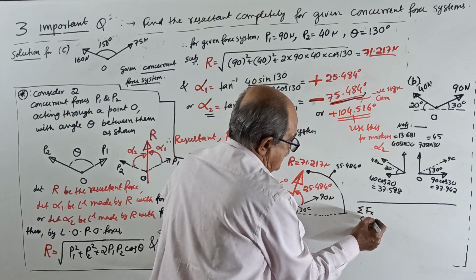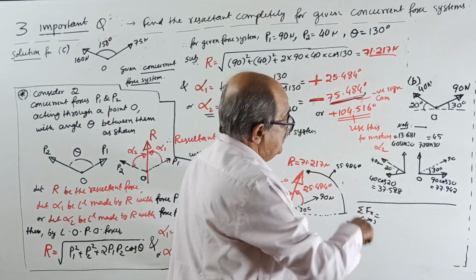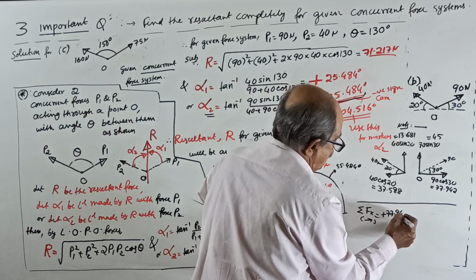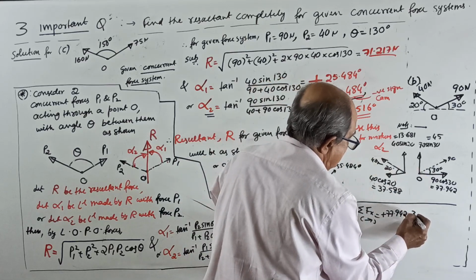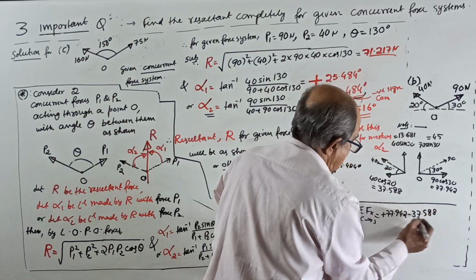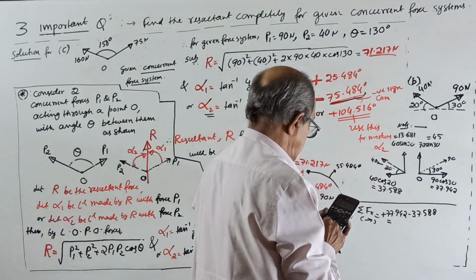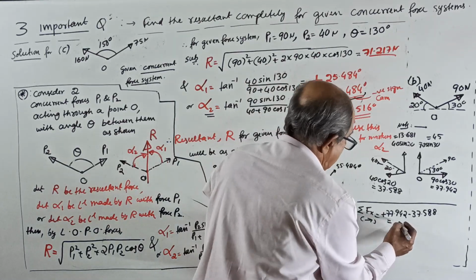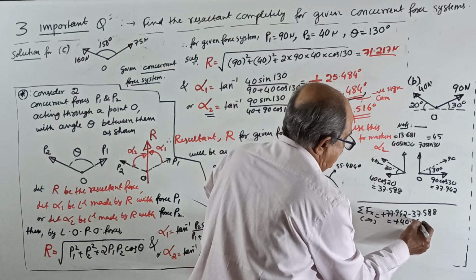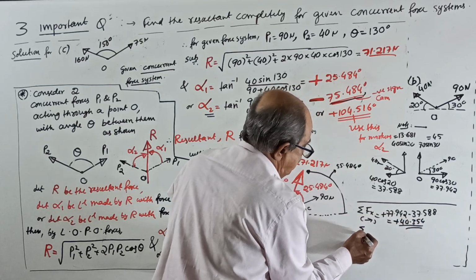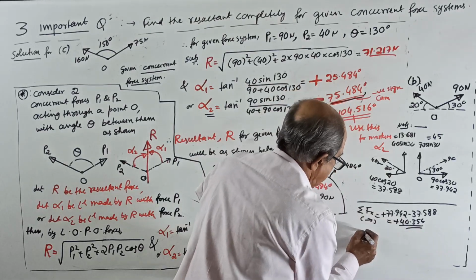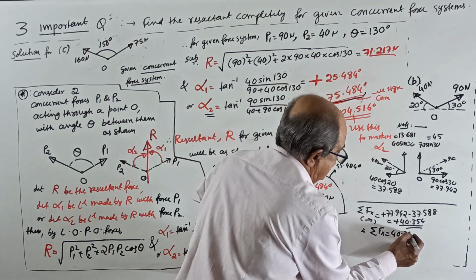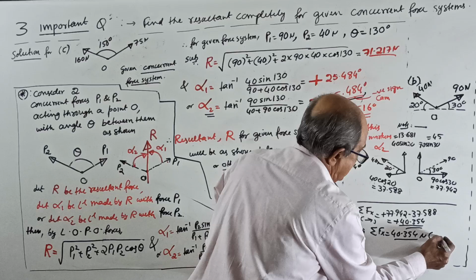Now you calculate sigma fx, right side positive. I will write plus 77.942 minus 37.588. Answer will come plus 40.354. So sigma fx is 40.354 Newton to the right side.